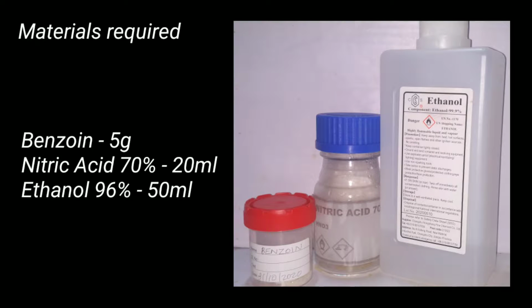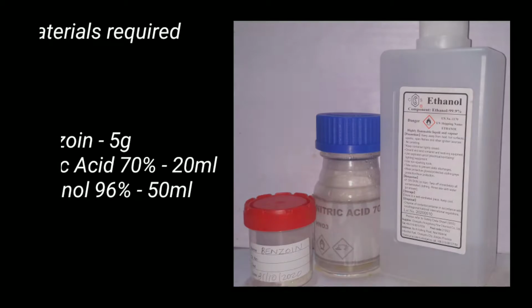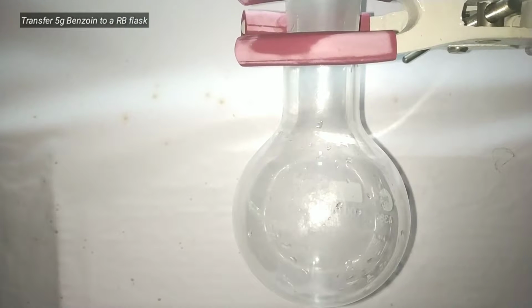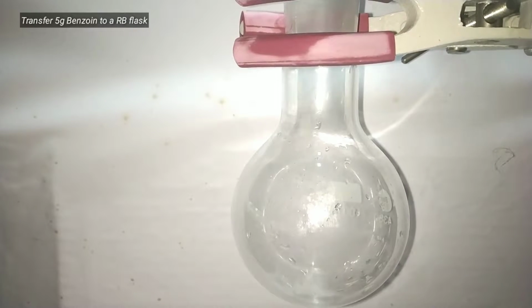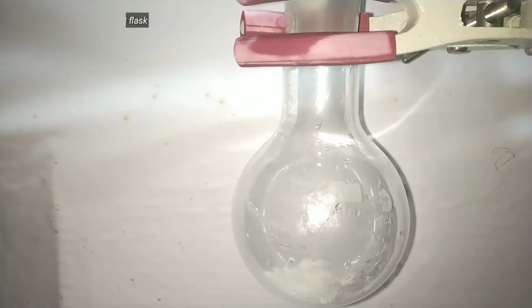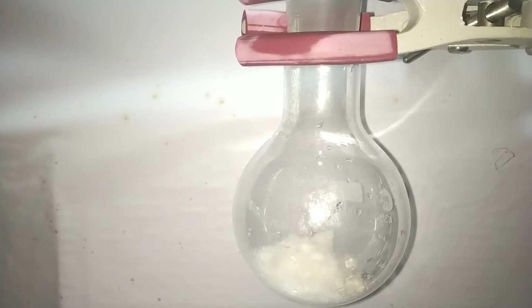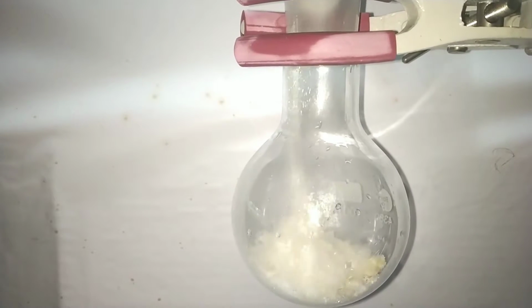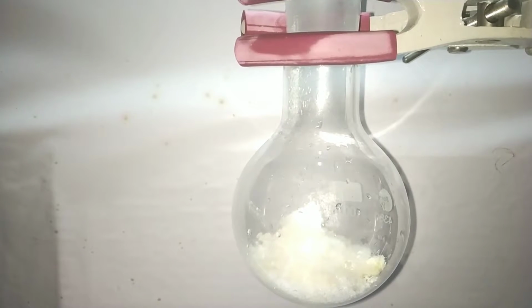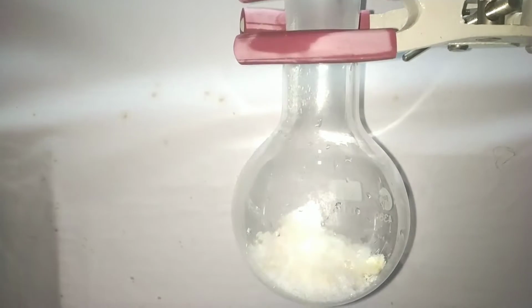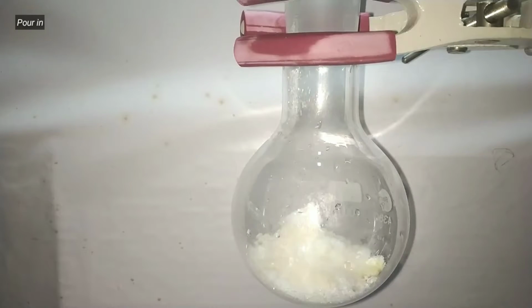The materials required for this preparation include 5 grams of benzoin, 20 milliliters of 70% nitric acid and 50 milliliters of 96% ethyl alcohol. Fix a small 100 milliliter round bottom flask on a stand and then add the already pre-weighed 5 grams of benzoin into it. I had synthesized benzoin from benzaldehyde using thiamine as a catalyst in one of my previous videos. I will put a link to that in the description.